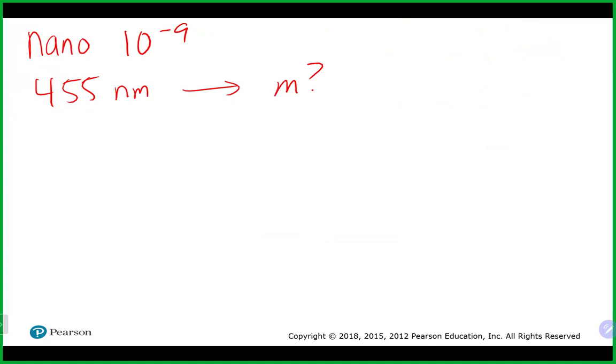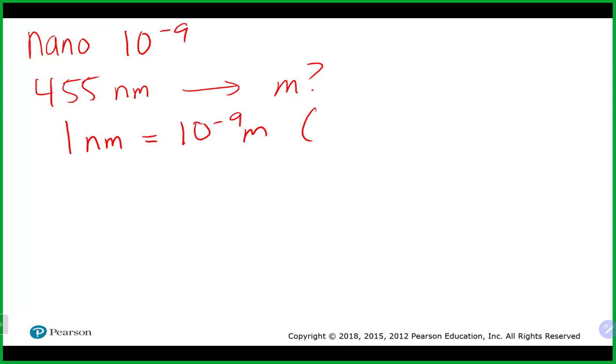So for example, if I had nano, which is on that list, and nano is 10 to the minus 9, and let's say we wanted to take 455 nanometers and know how many meters that was. What we could do is go to this table, look up nano, which gives us that conversion. Again, we want to use it correctly, which in this case is 1 nanometer equals 10 to the minus 9 meters.